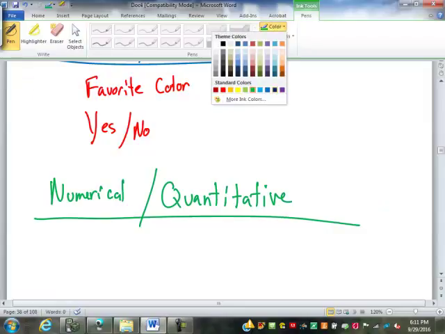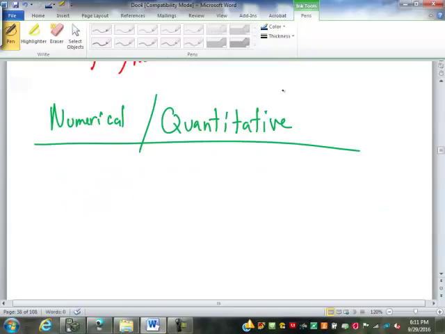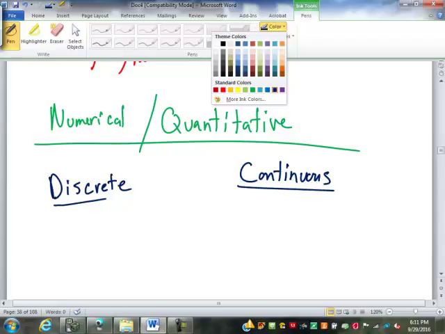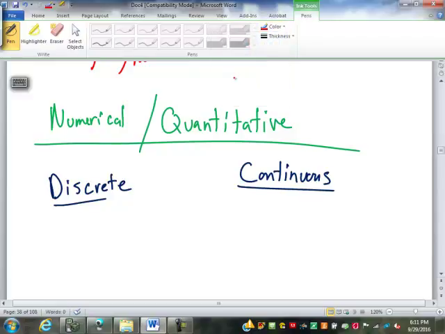And this is divided into two main groups. Discrete and continuous. There's a lot of different definitions for these. The ones I like the best are this. Discrete are counted, and continuous are measured.